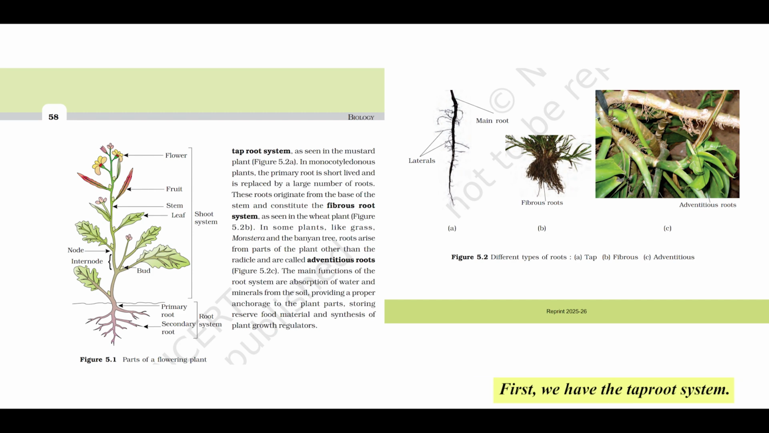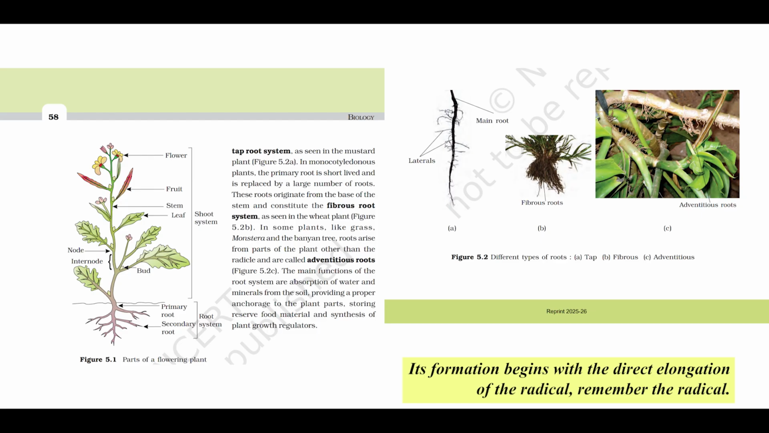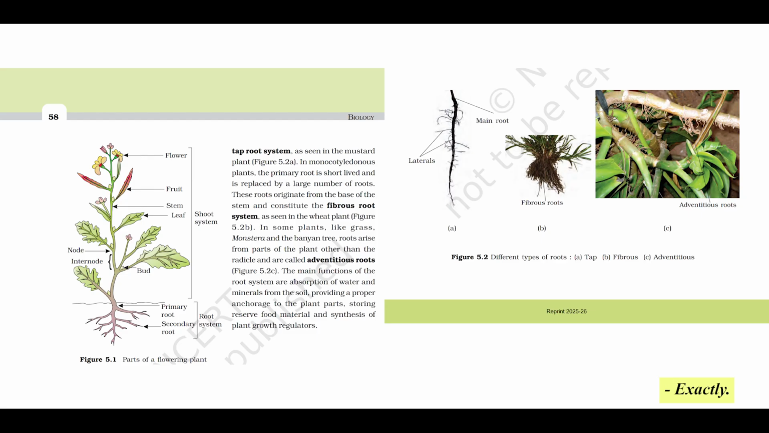First, we have the taproot system. This system is characteristic of the majority of dicotyledonous plants, dicots. A classic example is the mustard plant. Its formation begins with the direct elongation of the radicle. Remember the radicle? An embryonic root from the seed, right? Exactly. This radicle then grows downwards, usually deep into the soil, forming the main central primary root.